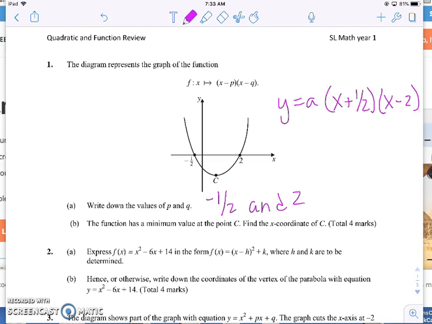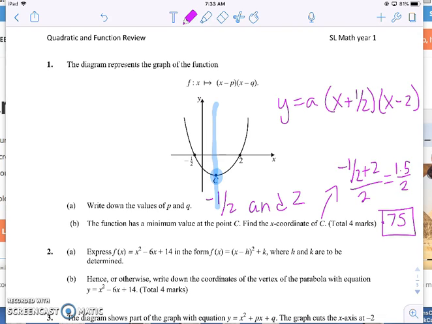Now the next thing says the function has a minimum value at point C. Find the x coordinate. Well, that's your vertex. We know our vertex is halfway in between these two. So to find our vertex, negative half plus 2, halfway between there. So 1.5 divided by 2, and it's 0.75. You'll notice here it just says find the x coordinate. We don't have enough information to find the y.